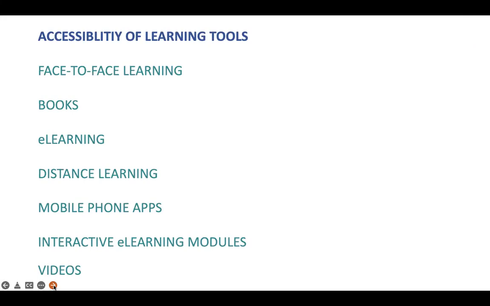So face-to-face learning, I think we all really appreciate that, but that is costly, it takes time, and it takes people away from the job they're doing. It's absolutely essential for some types of teaching, but not for all. Books, expensive, difficult to get, not always up to date. E-learning, wonderful, if you've got the internet access. Distance learning, I think we haven't perhaps done enough of that. We need mobile phone apps. We need to think of those in terms of learning tools, and interactive e-learning modules. And then again, videos, which equally can be interactive.